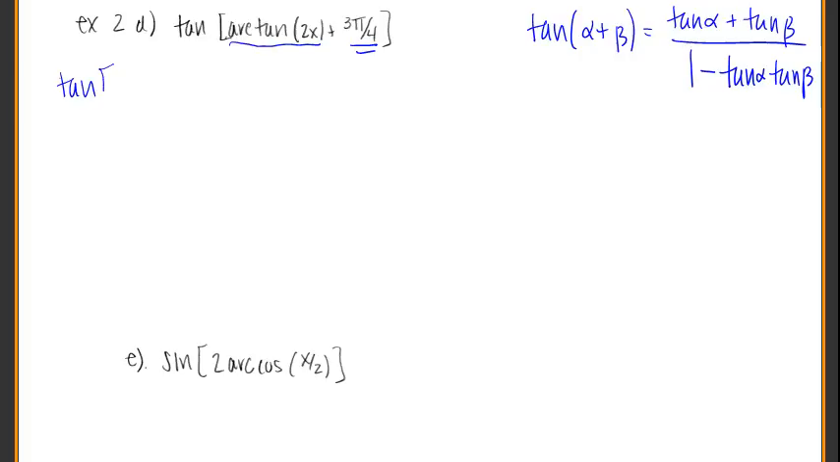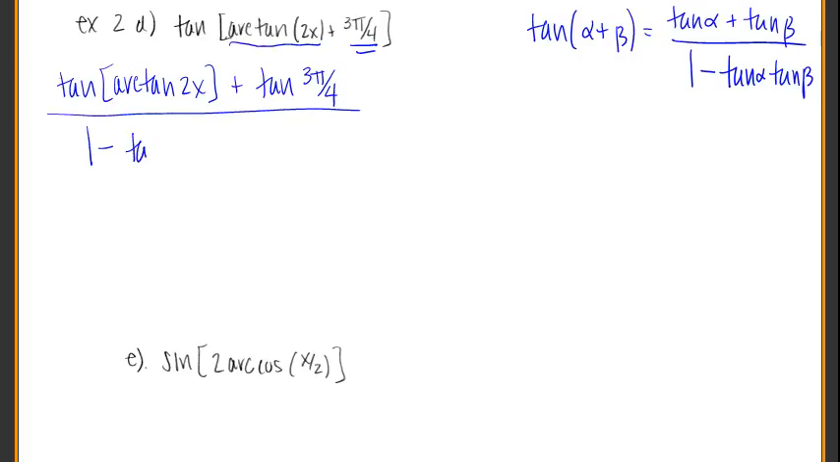So tangent of the first plus tangent of the second divided by 1 minus tangent of the first times tangent of the second. Okay, let's keep cleaning this up. Tangent, arctangent goes away. They can't reduce each other or cancel each other out, and we just get 2x.